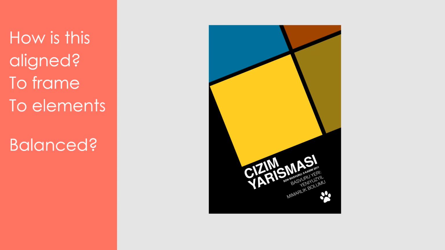Then the secondary information is aligned to the headline, right? Again, it's just below, and this time it's right aligned. So if you drew an invisible line down the right edge of the eye in the headline, that is where the secondary information is right aligned to, as well as the logo. So aligned to the other elements within the frame.